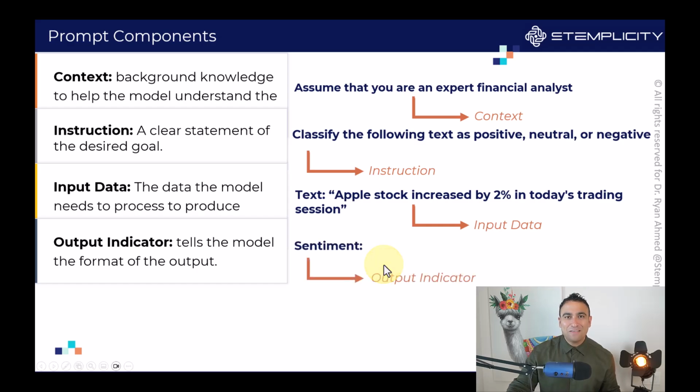And then finally, we give it what we call an output indicator. What we want the output to look like. For example, I'm going to say sentiment colon, and now we're going to expect the AI model to generate an output in that format. Sentiment colon, and then it's going to be positive, neutral, or negative. So let's go ahead, shift back to ChatGPT 5 and show you that here in action.